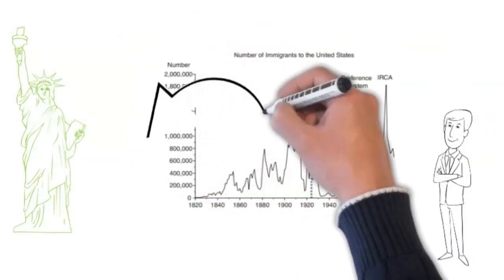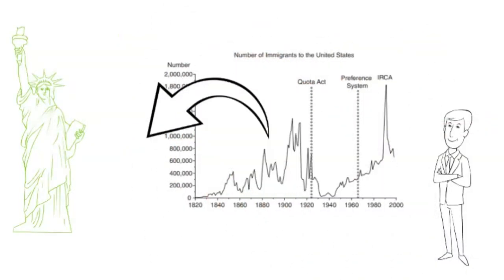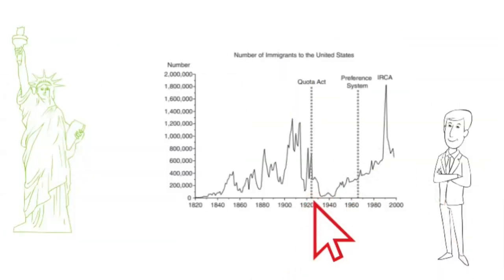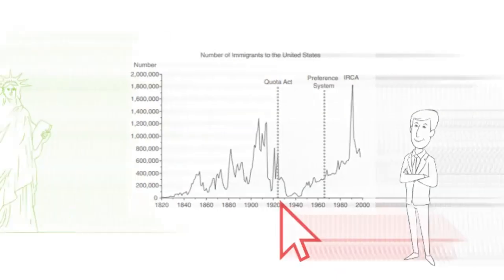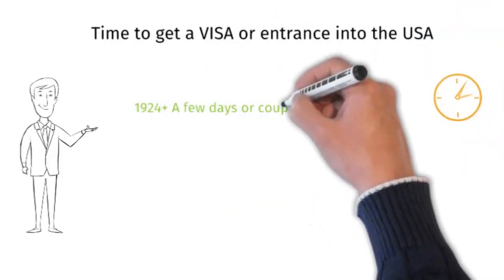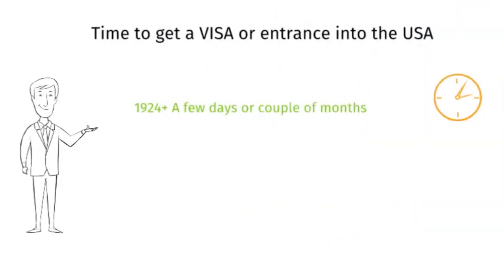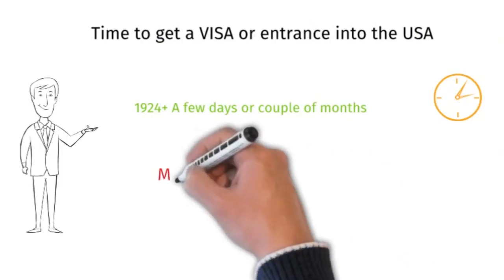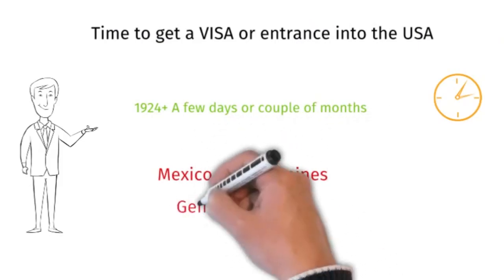So prior to 1924, most travel to the USA was relatively unrestricted. The Immigration Act of 1924 changed all that, and quotas were imposed and visas were required by all countries. The time it took to acquire proper visas ranged from just a few days to a few months. But for countries with high levels of immigration such as Mexico and the Philippines, the wait times were generally longer.